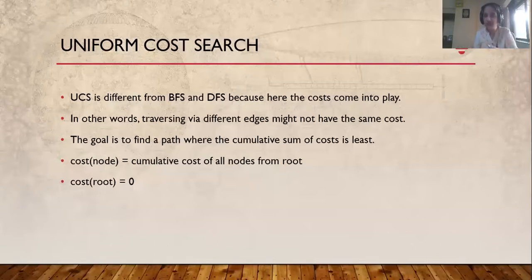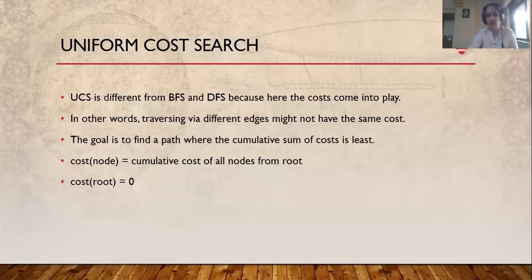So that is the cumulative cost of all the nodes from the root node, and the last node may be nothing but the goal node. So what is the cost of a node? Here the node that we are talking about is nothing but our goal node, and its cost is equal to the cumulative cost of all the nodes from the root.